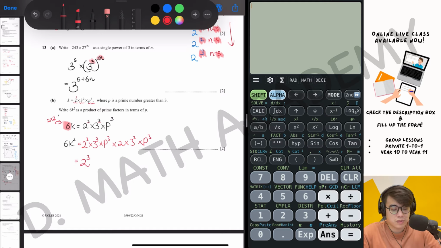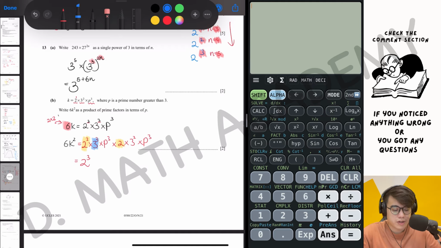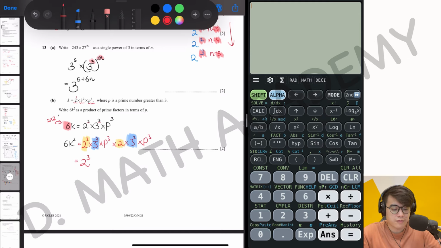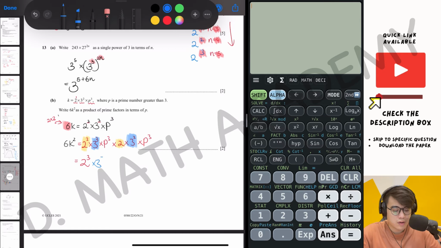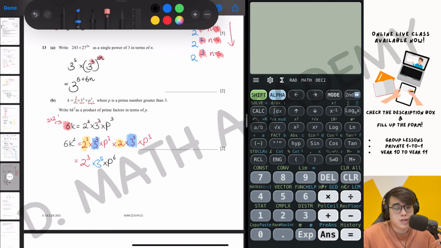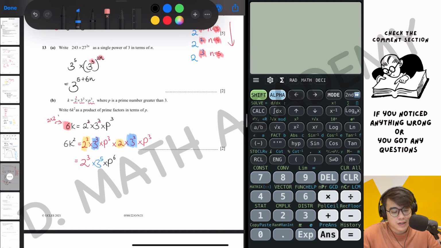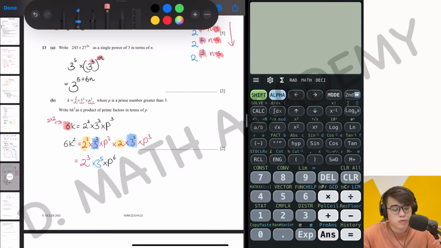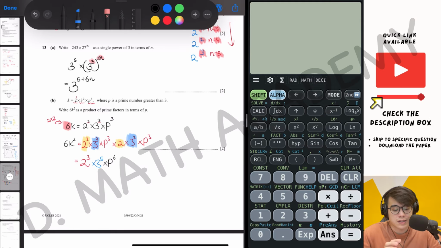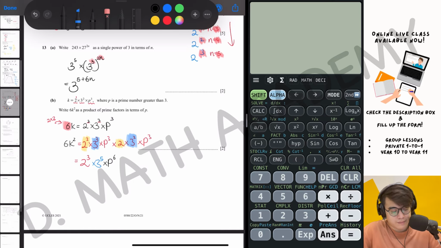Because this 2 matches up, and this 2 matches up, I will have 3 to the power of 5 here. And then the last one will be p to the power of 6. So this will be my final answer. For the 6 here, they require us to break it down into 2 times 3 so that everything is in the same arrangement. So that's all for 13b.